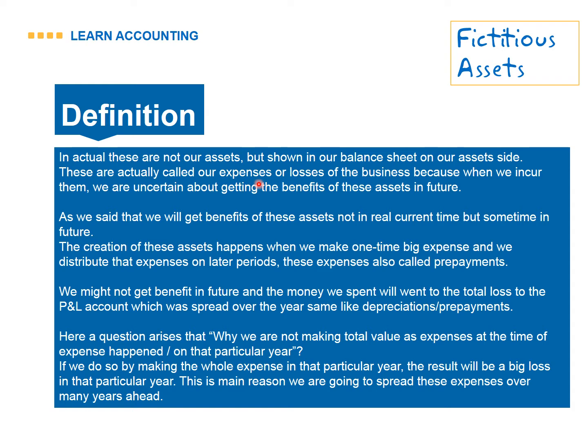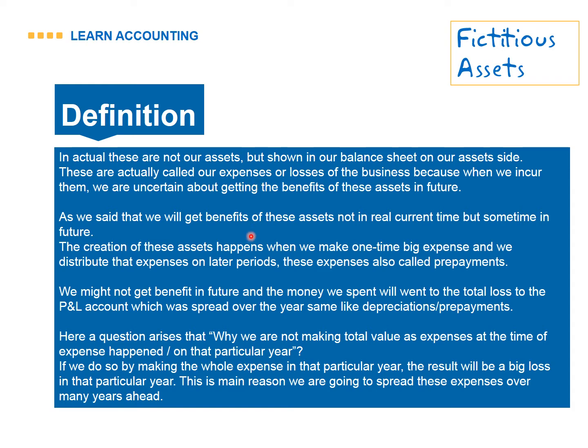For example, we have incurred an expense of a big amount, but we don't know whether this expense will give us benefit or not. So that's why we write that expense in our balance sheet on the asset side and spread it over the years. Like if we made an expense of $1,000 and we divide that $1,000 over 5 years, then every year we will charge a $200 expense.